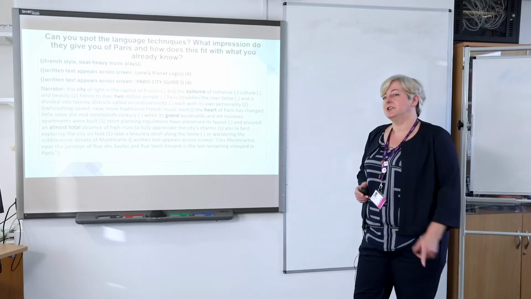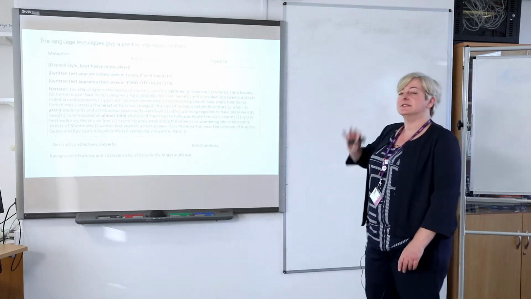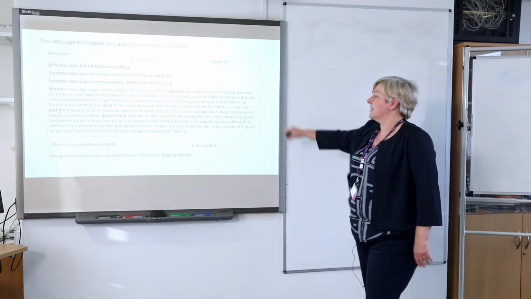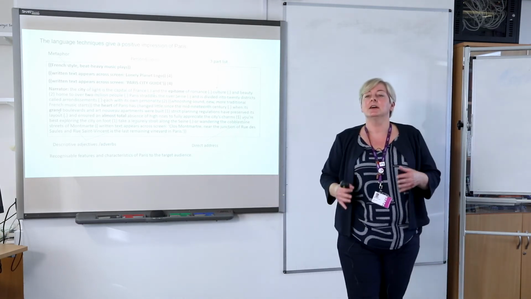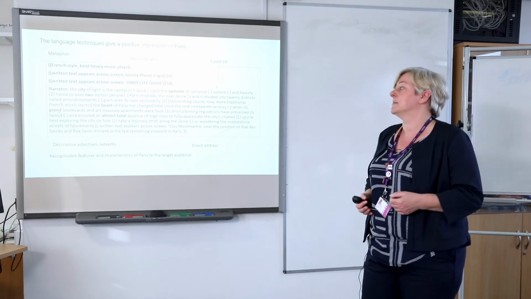Right, okay, so did you find any language features, some things that you were familiar with? Let's have a look and see what we can find then. Okay, so we start on the top line with a 3-part list, sometimes called a triplicate, a tricolon, a list of 3. Here we have romance, culture and beauty. So telling us about the things that France is famous for, that Paris is famous for, and really making the reader think about those things and remember those things.